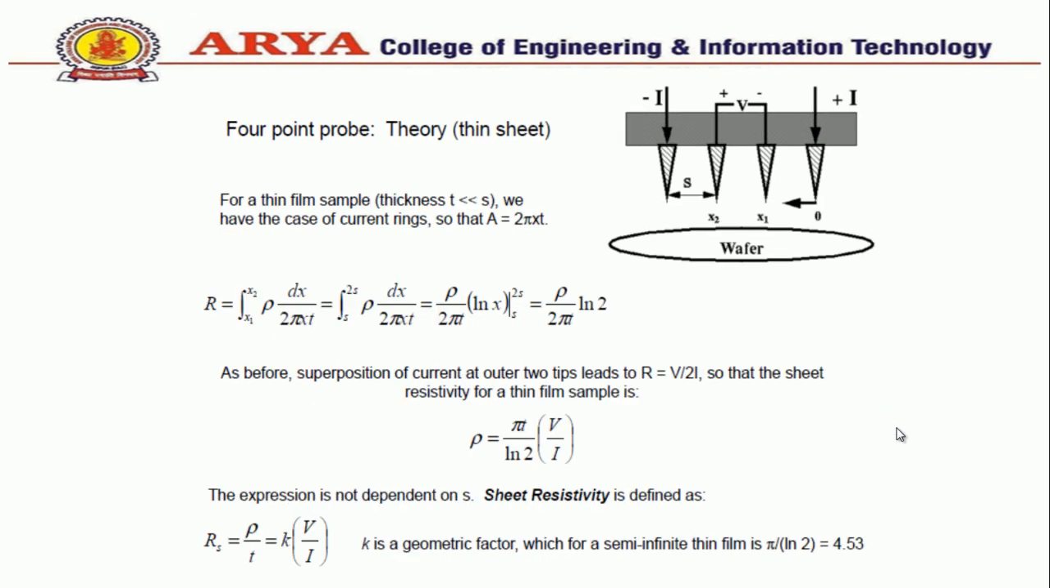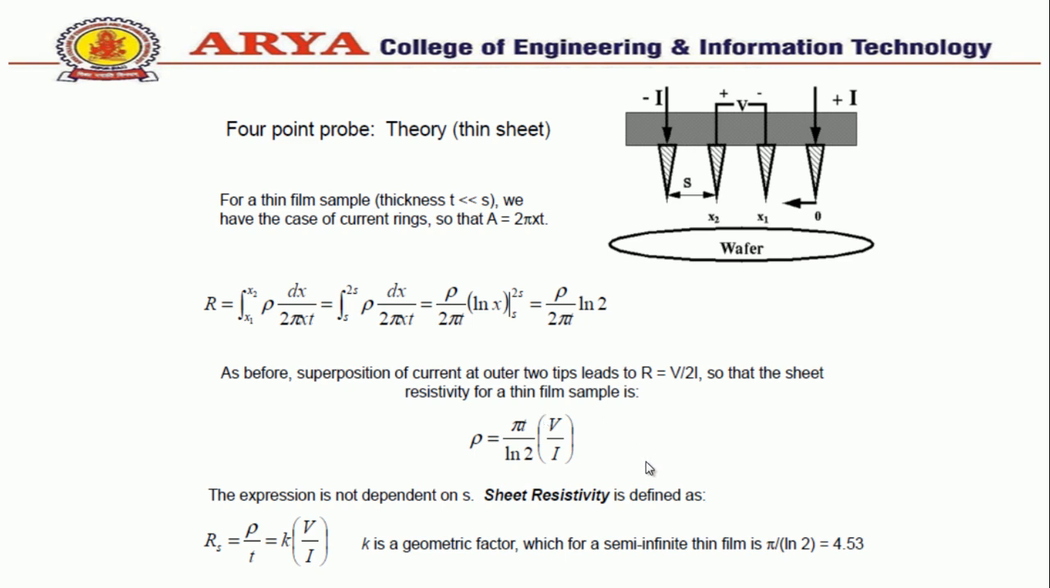If we talk about a thin sheet where thickness T is much less than S, we have the case of current rings so that A equal to 2 pi x t. So R can be calculated as rho equal to 2 pi t log of 2. As before, superposition of current at the outer two tips leads to R equal to V upon 2I, so that the resistivity for a thin film sample is rho equal to pi t upon log of 2 into V upon I. The expression is not dependent on s.